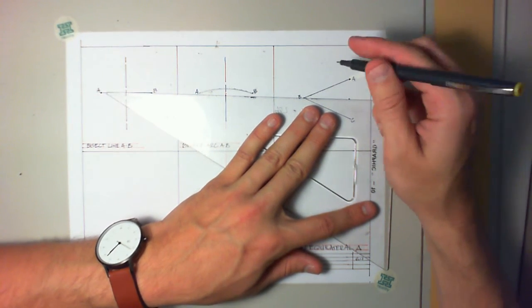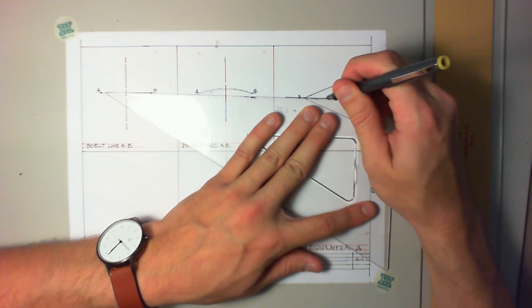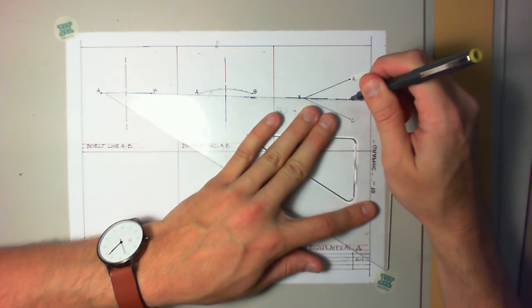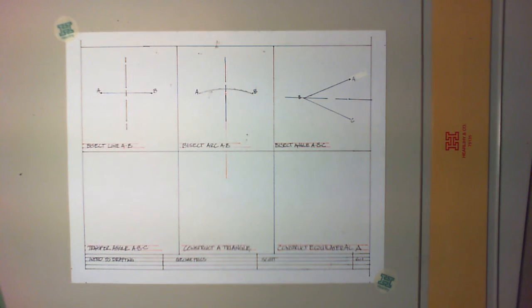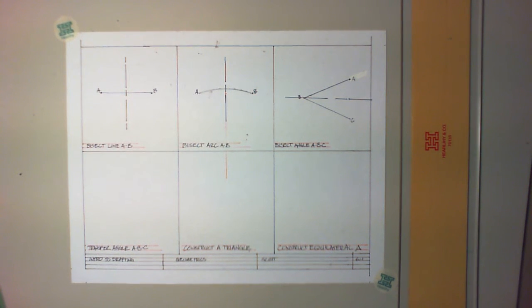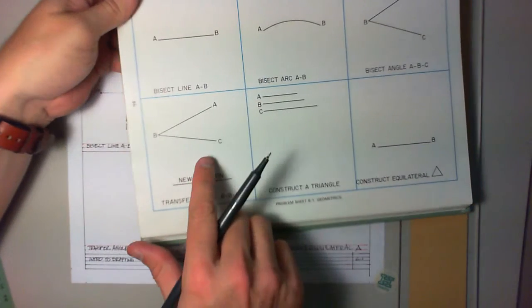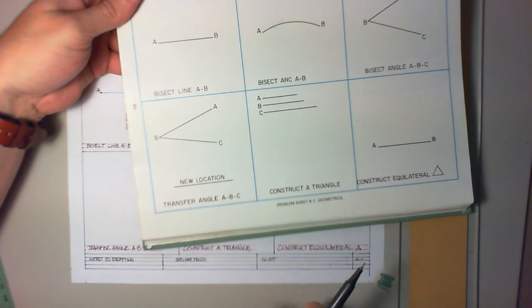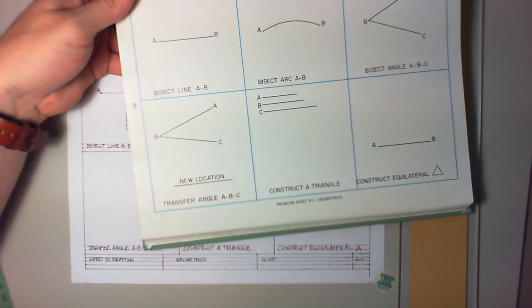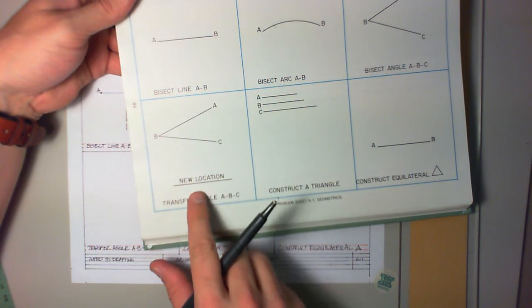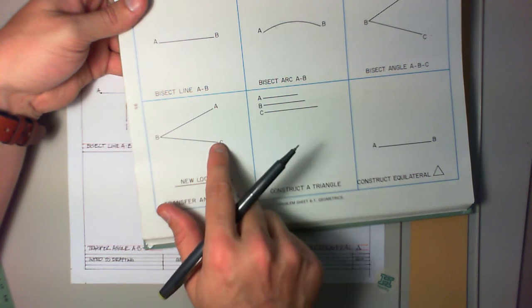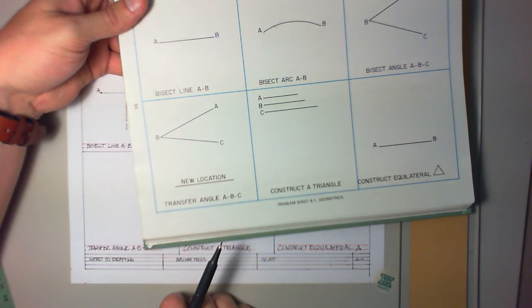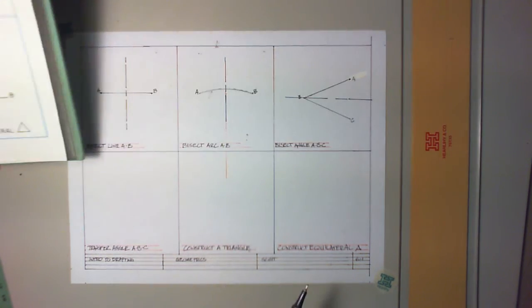So you want to go from the vertex, long dash, short dash, long dash. Now you've bisected that line. Next one we're going to do is transfer angle ABC to the new location. So you want to go ahead and do the same thing for this step. You're going to transfer the angle over using your protractor and draw that angle here as well on the new location. Alright, now let's do that one.